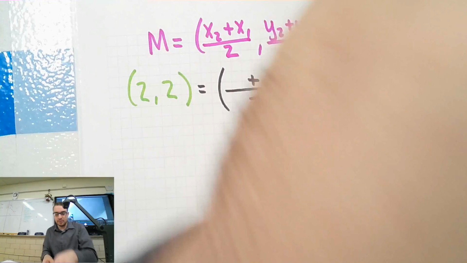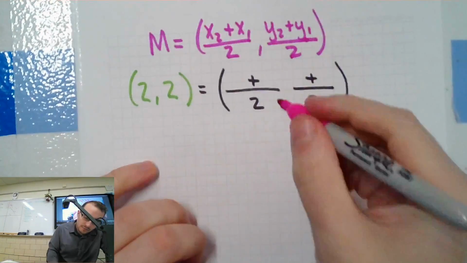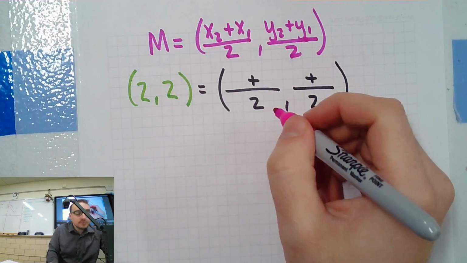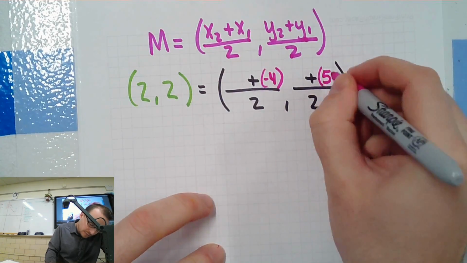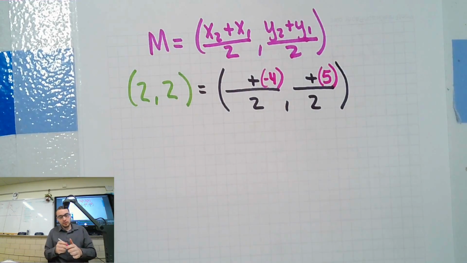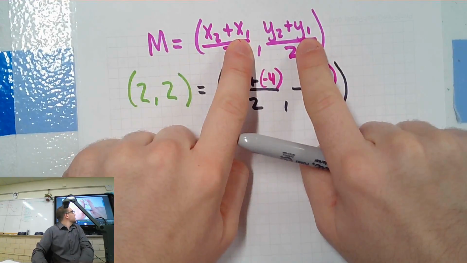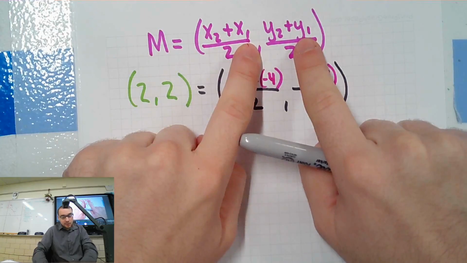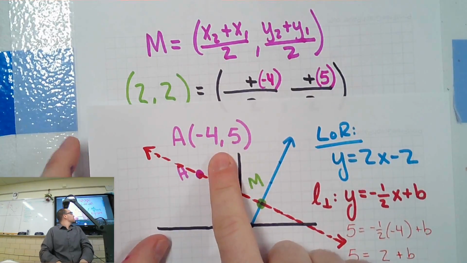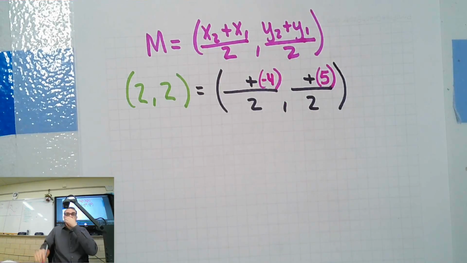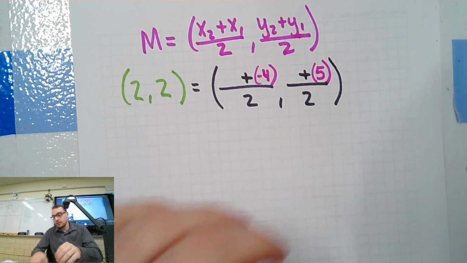We know A, because that was given to us. What was A in the beginning? What was A? -4, 5. Whenever you plug stuff in, wrap it in parentheses. Plug it in for x1 and y1. Again, these two points right here, x and y, that's going to be the coordinate of A, the point they gave us in the beginning, this guy. Everybody cool with that?